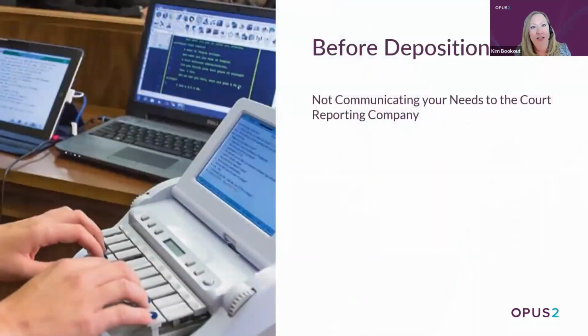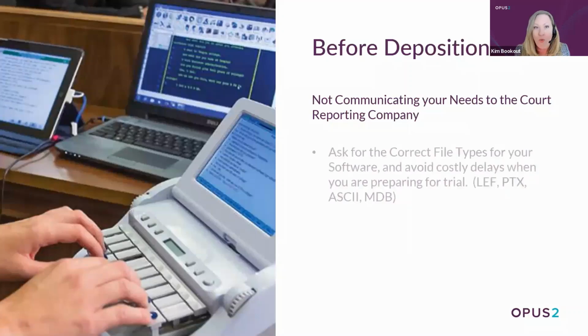Now, some of these are not so obvious. They're the before-deposition mistakes. The big one I see is really not communicating your needs to your court reporting company. They are your partners here. So you should be contacting them, seeing what they're offering, seeing what kind of new technology maybe they have in place, understanding what your software needs are.